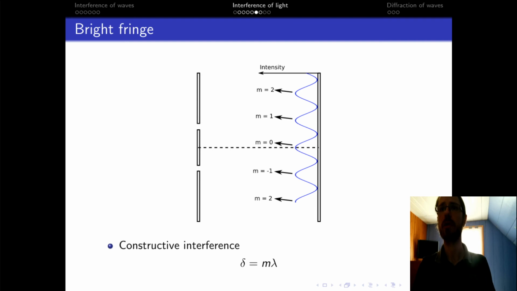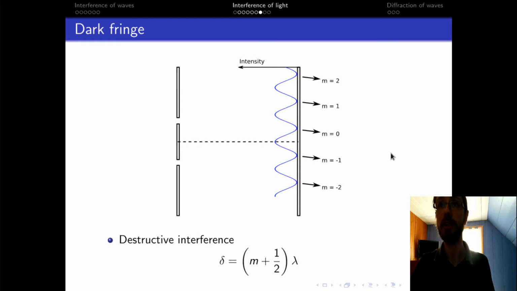This also holds true. This was written in the other slide. I forgot to mention it. Whenever we define y to be the position of a point on the screen, if it is above the center, we'll take it as positive, but it can also be negative if it is below. So we can very well have a negative y, a negative theta, a negative m. It is allowed. In fact, it is even required. So this is for constructive interference, which explains the bright fringes.